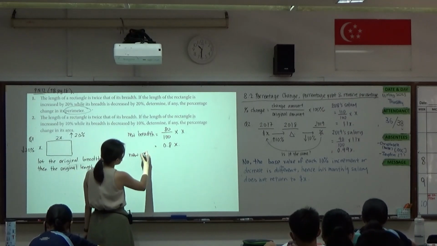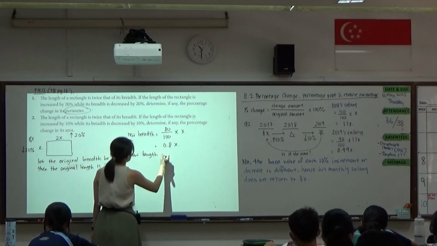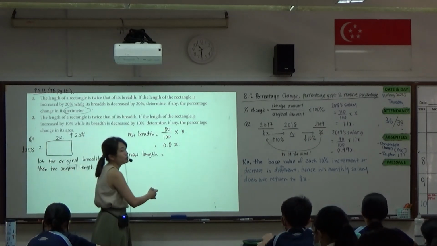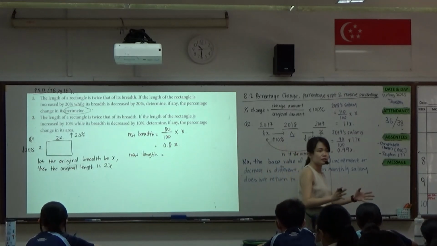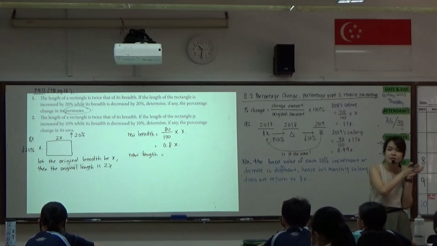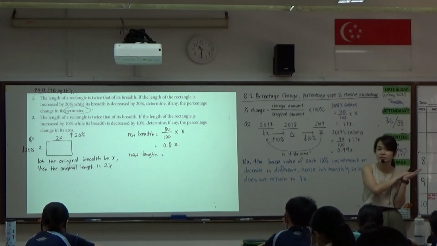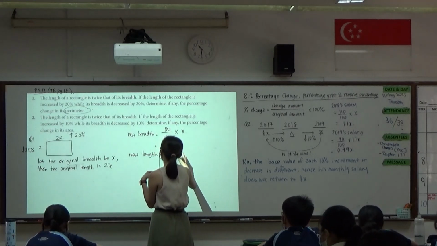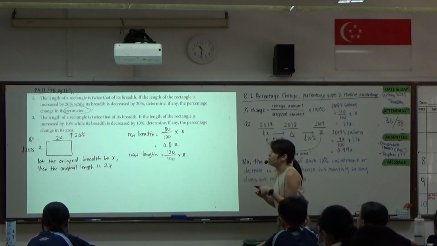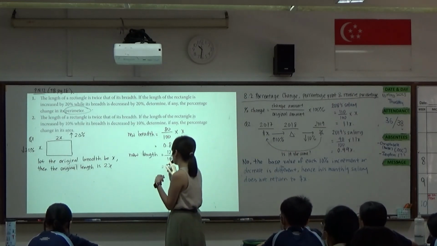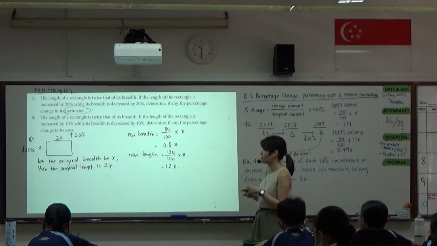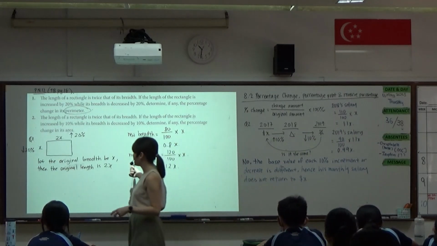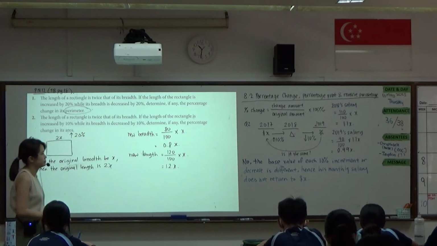Then the new length. Length has increased by 20%. So originally is 100%, now how many percent will it be? 120%. 120 over 100 is 1.2. So we now have the new breadth, new length, original breadth, original length.